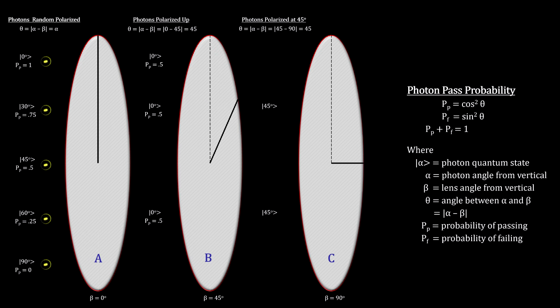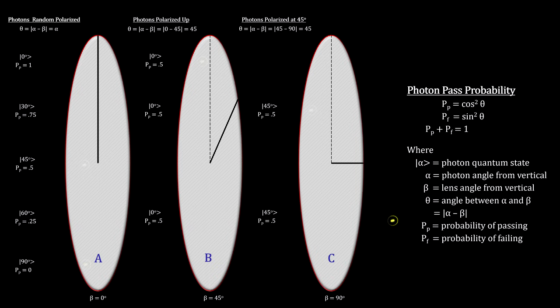Now we introduce lens B, which is rotated 45 degrees from vertical. We see that some of the vertically polarized photons coming through lens A will pass through lens B. In addition, the interaction between the photons and lens B change the photon's quantum state to oriented at 45 degrees to match the lens. This enables some of the photons that pass through lens B to now pass through lens C.